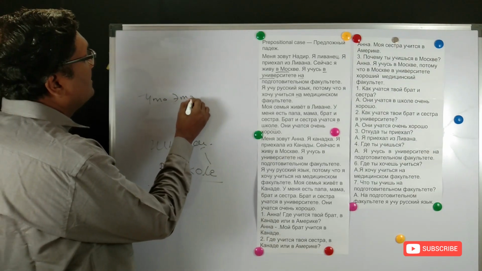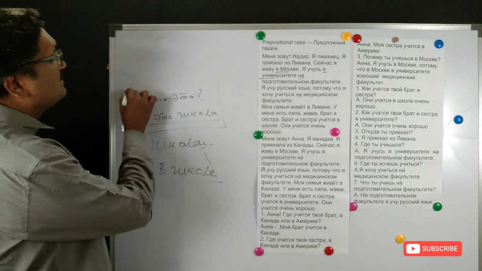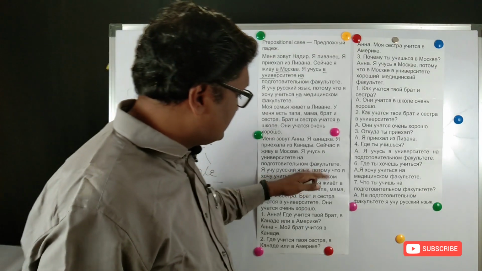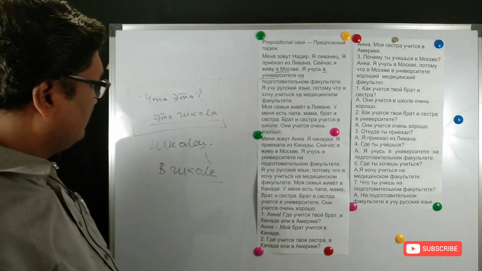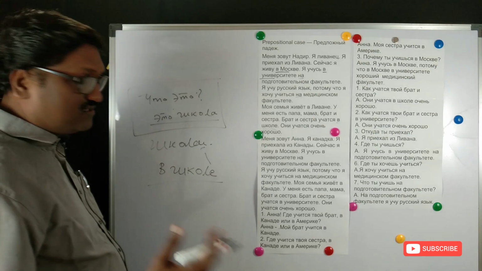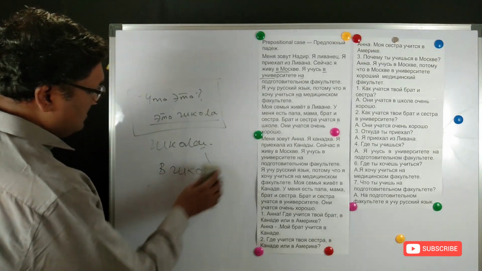We will see что это. Это школа. This is nominative case. When the school is used for saying that somebody is studying there, then в школе. Они учатся в школе. Они учатся очень хорошо.